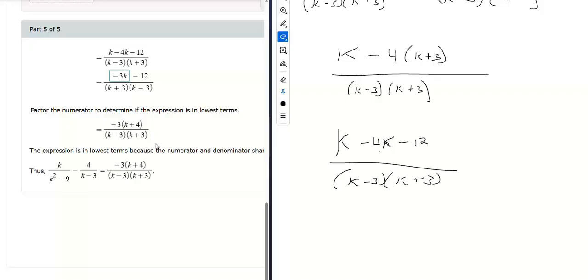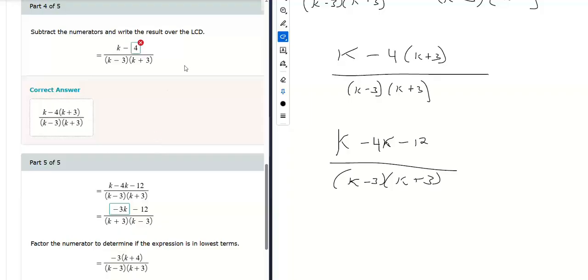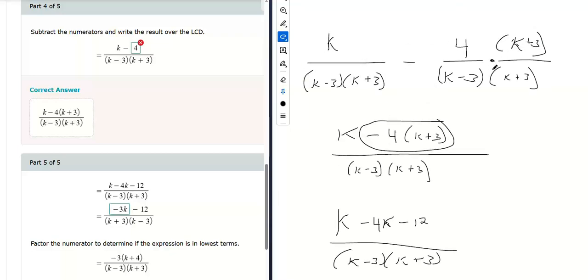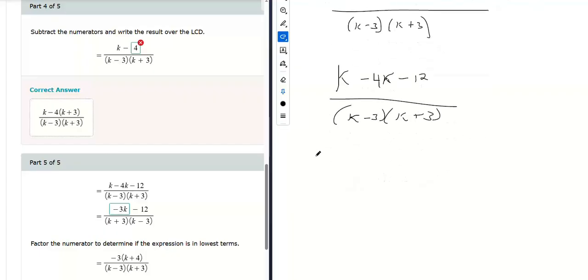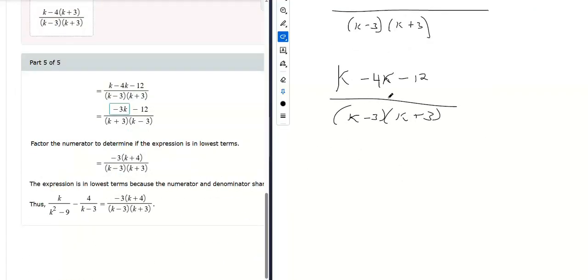For part 4, I think they just wanted you to plug it in without simplifying. So for part 4, the thing that needs to go in that box is right here, what we get when we subtract with those common denominators. Okay, and then part 5 I think just wants us to finish simplifying. So you got k minus 4k, that makes negative 3k. I just combine like terms in the numerator up here.